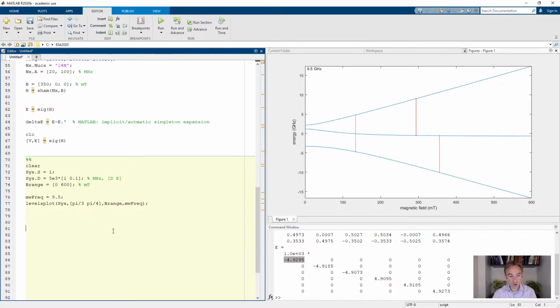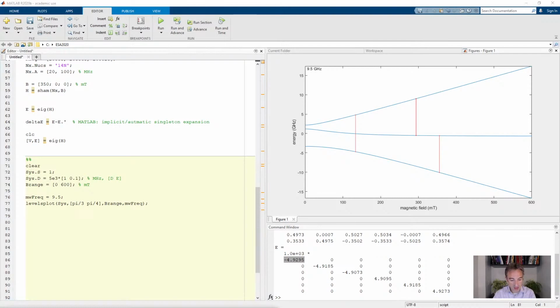This way you can explore for a given spin Hamiltonian and a given magnetic field and orientation where the resonances are and between which levels they are. So that's the energy level diagram.